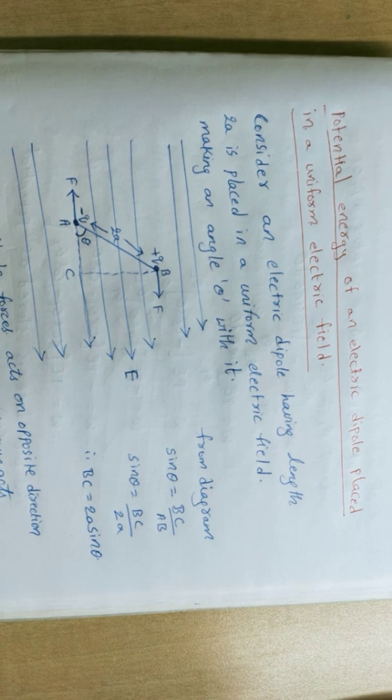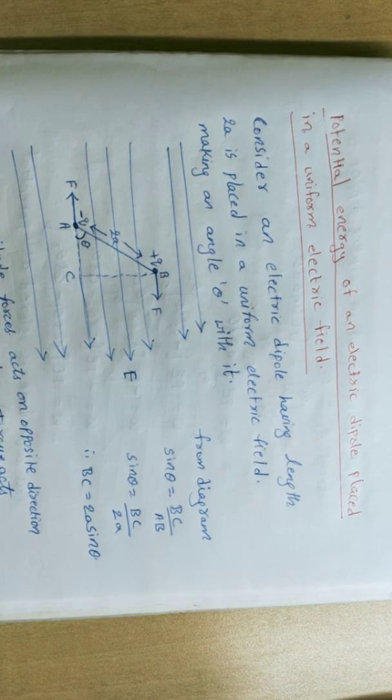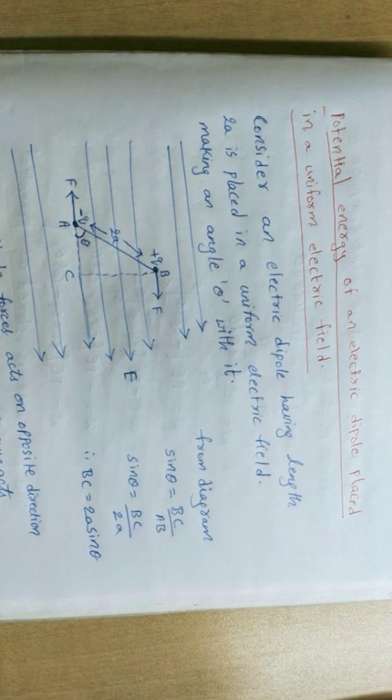See, in an electric dipole we already know its length is 2a. Suppose in the diagram we are representing, the field capital E is present, that is a uniform electric field. In that field we are placing one dipole having length 2a. Friends, in an electric dipole we already observe two equal and unlike charges, minus q and plus q. That dipole makes an angle theta with the given uniform electric field, as observed in the diagram.